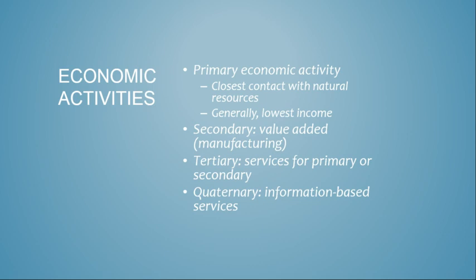When we talk about economic activities, I said that we were going to talk about primary today and next time. Primary economic activities are the ones that are directly involved with the natural resources. They're also generally the lowest income, which is, I think, interesting. We'll talk about that later on. The secondary activities are going to be the value-added activities, that's going to be the manufacturing. Next time, we're going to continue on with primary economic activities, and then we're going to shift into secondary. Tertiary activities are going to be services that support primary or secondary activities, and then the quaternary activities are the information-based services.